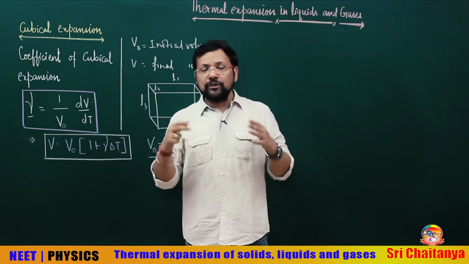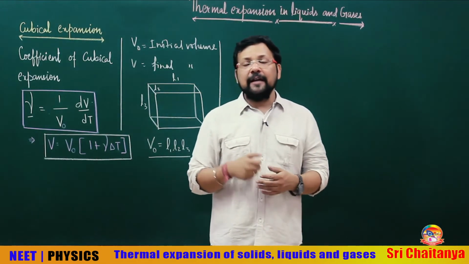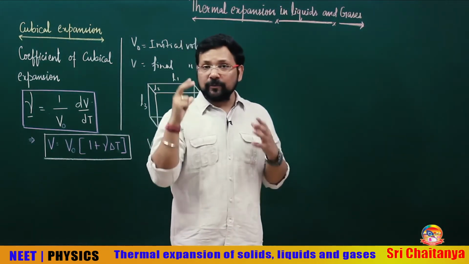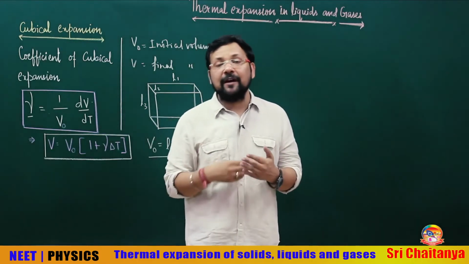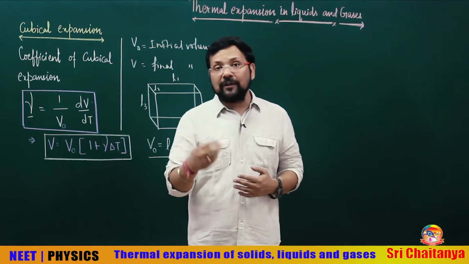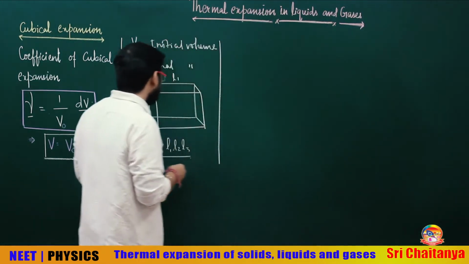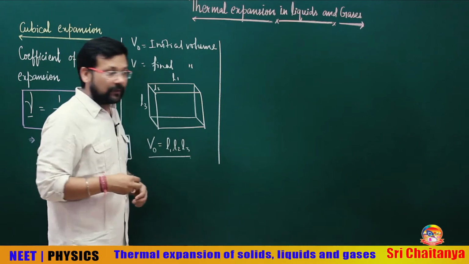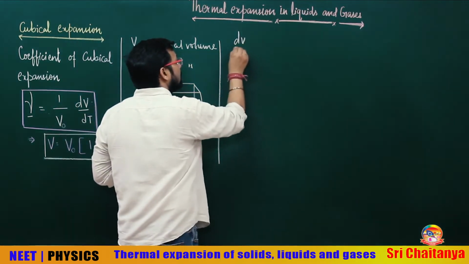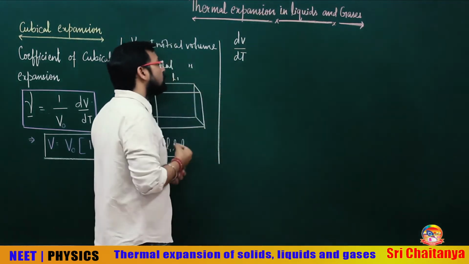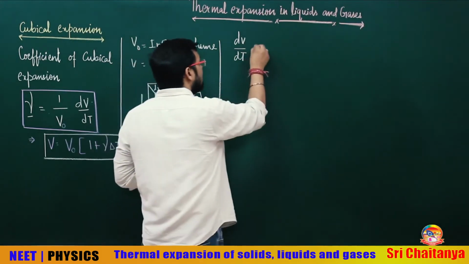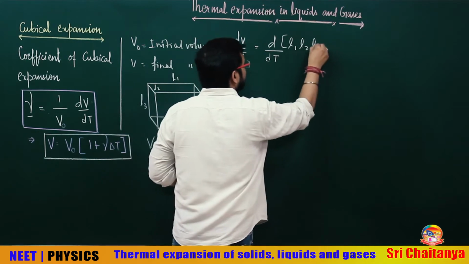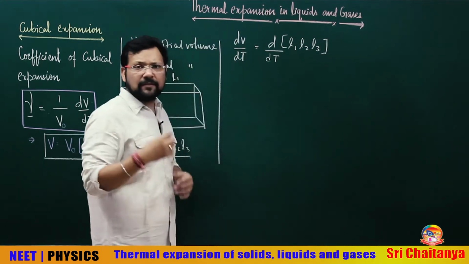Now, as I was saying, to have volume expansion in a 3D object, it's not necessary to change all three dimensions. To explain this mathematically, what is the relation between gamma and alpha, whether gamma is equal to alpha or 2 alpha or 3 alpha, we will do a derivation. See, this is the cuboidal body and its volume is L1 L2 L3. At any instant, if we are calculating dV by dT, the rate of change of volume with respect to temperature, we are actually differentiating L1 L2 L3 at a certain temperature.